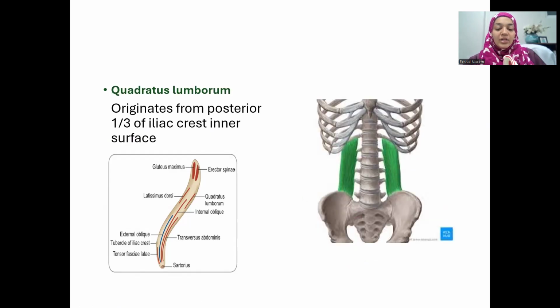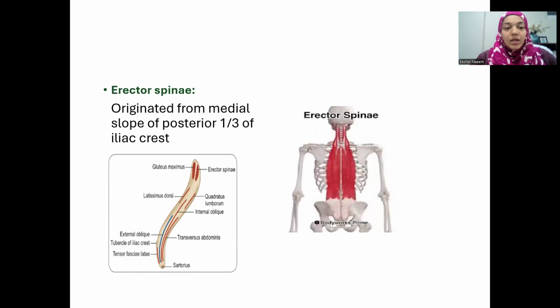Now you have the quadratus lumborum. This also originates from the posterior one third of the iliac crest inner surface. Here they have not shown you the quadratus lumborum, but you can imagine that the quadratus lumborum is also on the posterior one third of the iliac crest's inner surface. If they had tried to show this as quadratus lumborum, this should be a little more lateral on the inner lip. Okay, that's your quadratus lumborum.